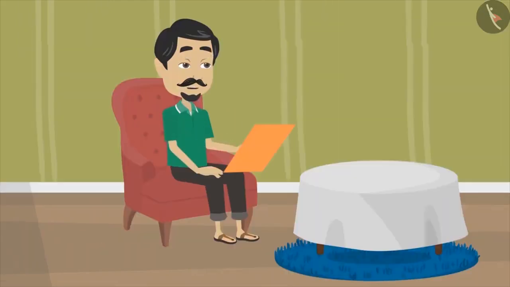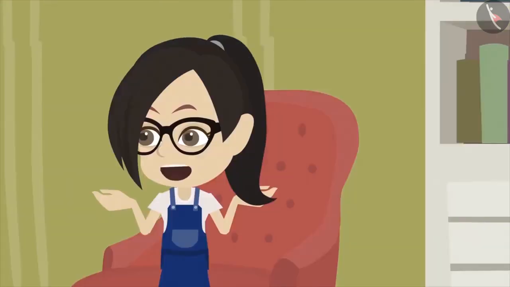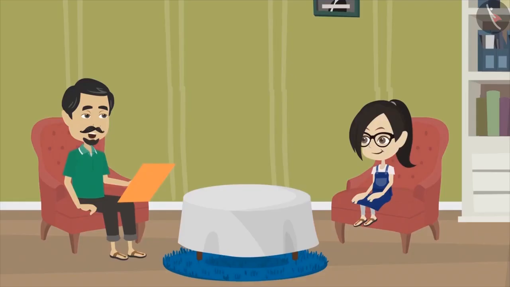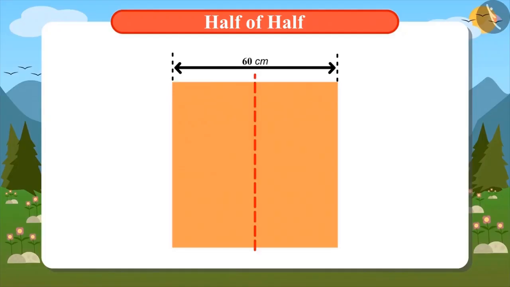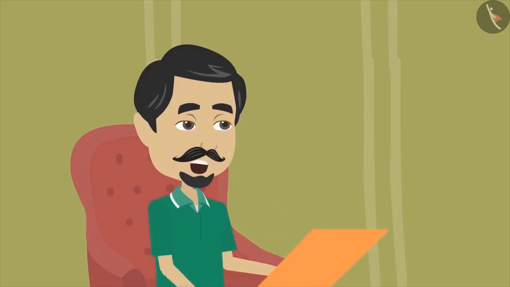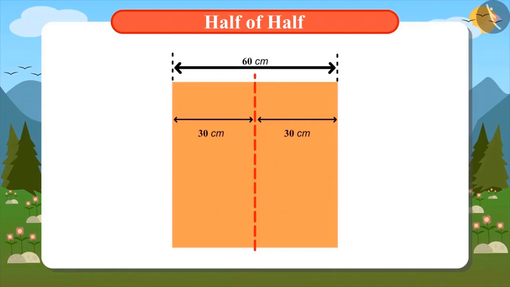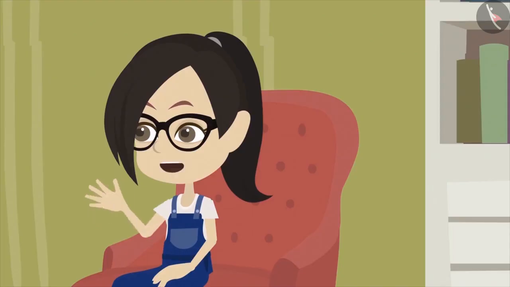1/4 part means one of the 4 parts of a thing or shape. I didn't understand anything. Do you know what is half? Yes, when a thing is divided into 2 equal parts, then we say that it is divided into 2 halves. That means we can say that when a thing is divided into 2 equal parts, then one part will be half of that thing. Yes.